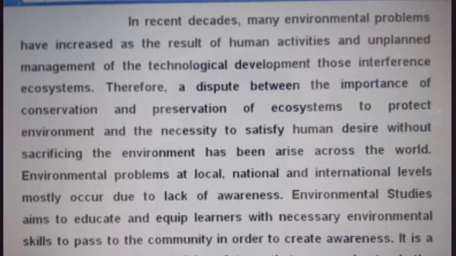In recent decades, many environmental problems have increased as the result of human activities and the unplanned management of the technological development. Those interferences affect different ecosystems. Therefore, a dispute between the importance of conservation and preservation of ecosystems to protect environment and the necessity to satisfy human desire without sacrificing the environment has been arising across the world.